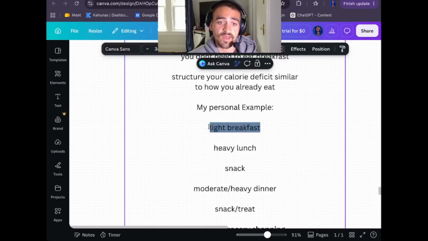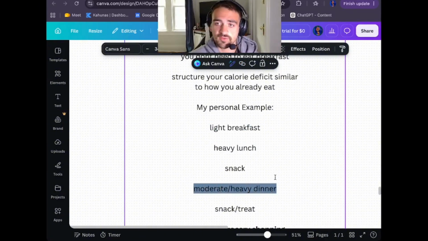For you, it might be a heavier breakfast and a lighter lunch. Or you might skip breakfast as a whole so that you could have a very heavy lunch and a very heavy dinner. That's totally fine. However you feel like you are going to stick to it, however you feel like you're going to enjoy the diet the most is how you should structure it.